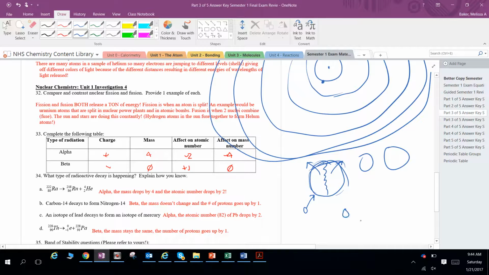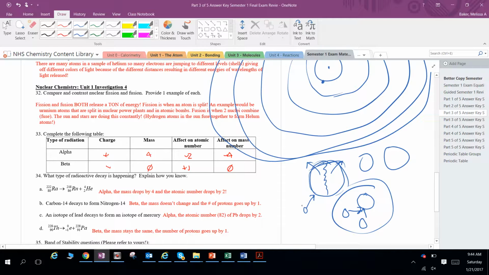Fusion is when 2, usually smaller nuclei come together and form a larger nucleus. That also results in a release of energy. So that's happening in the sun and stars. That's a natural process. We can also make a fusion bomb as well.